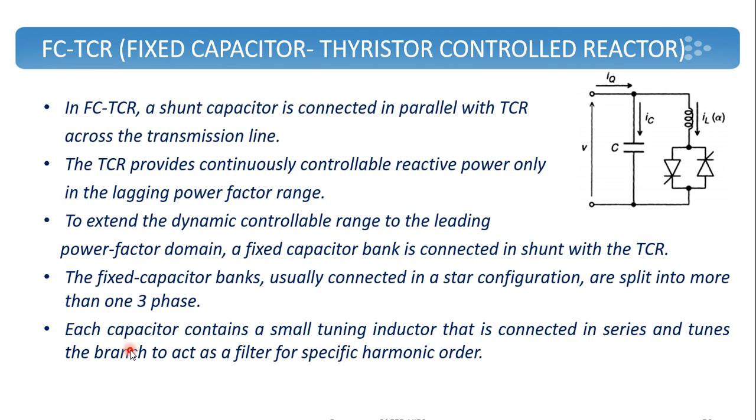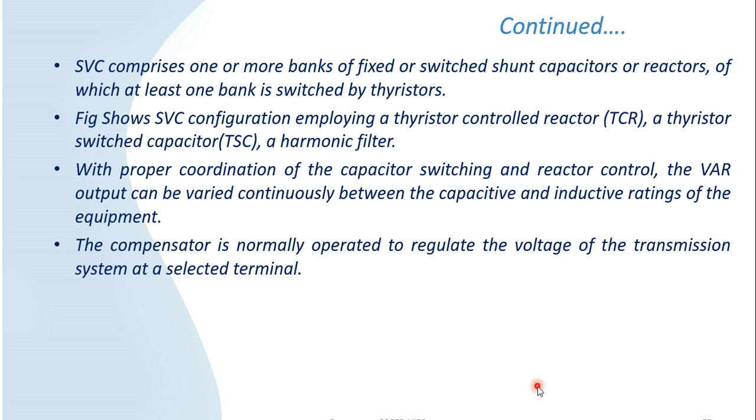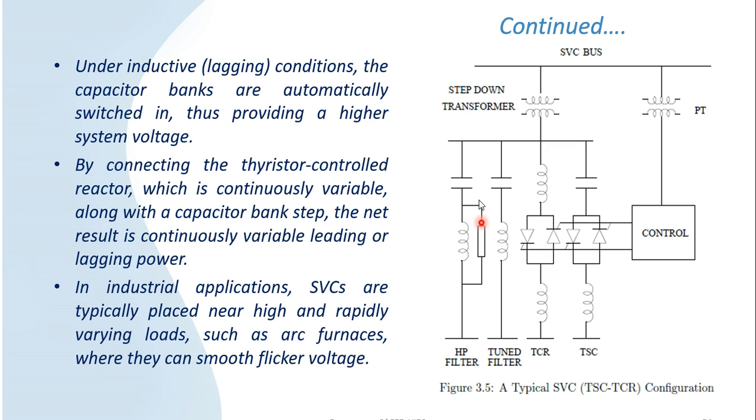Each capacitor contains small tuning inductors that are connected in series and tune the branch to act as a filter for a harmonic order. In some cases, there will be inductors or additional LC circuits for tuning the system to avoid the harmonics. As in SVC, we have seen some harmonic filters also provided here without thyristors. This will filter the harmonics that will be tuned for a particular frequency.